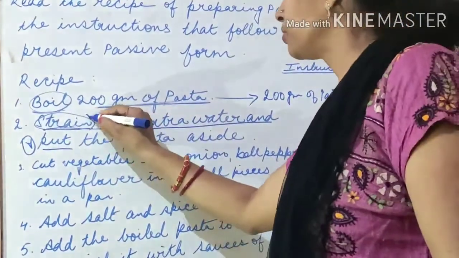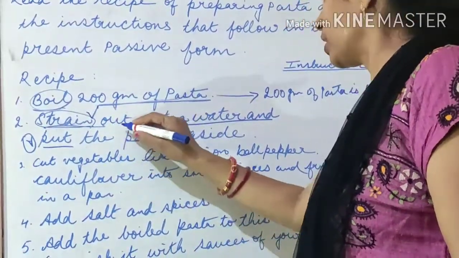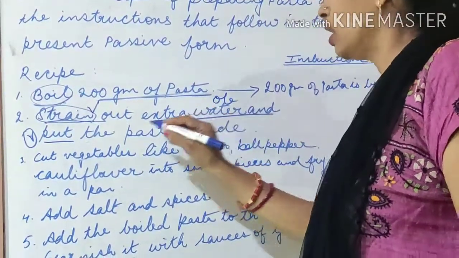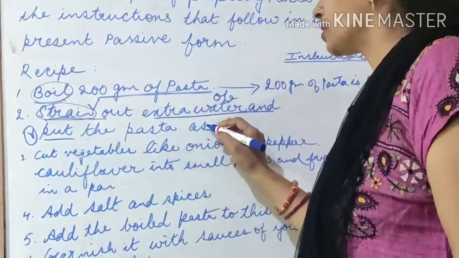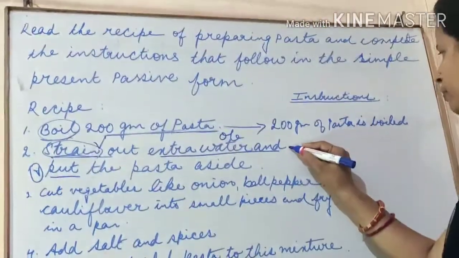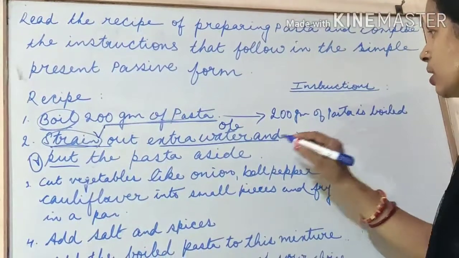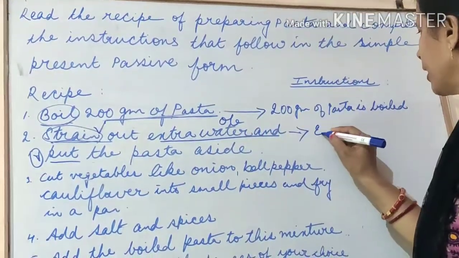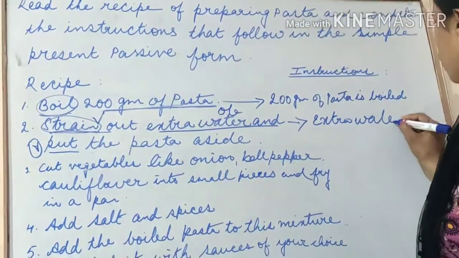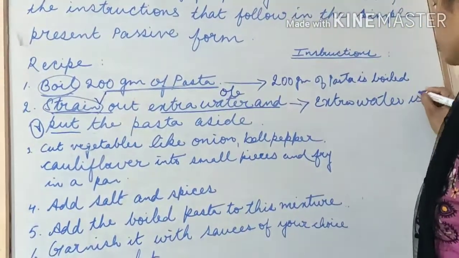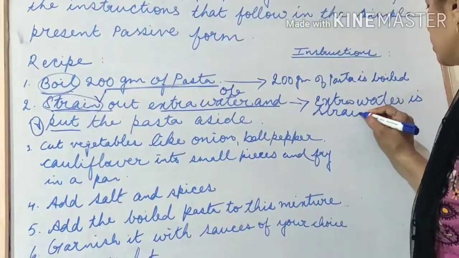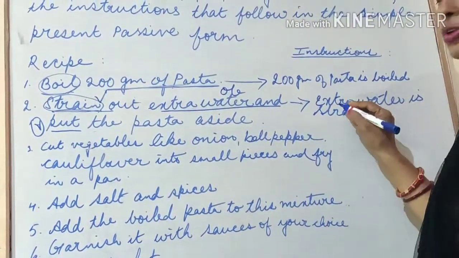So strain out. Strain is the verb here. Strain out what? Extra water. This is the object here. And put the pasta aside. So put is another verb. So how do we convert this into passive voice? Extra water is strained out.